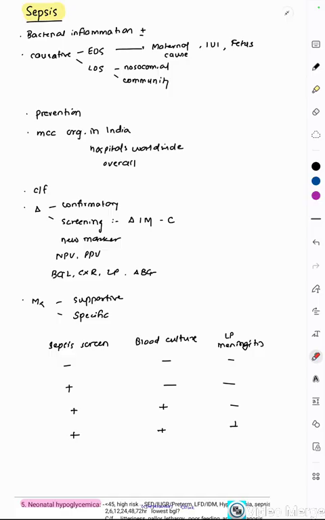If the sepsis screen is negative and blood culture and lumbar puncture are not suggestive of meningitis, then in that particular case, the antibiotic cover should be given for at least 3 days. If sepsis screen is positive, then it should be given for 1 week. If sepsis screen and blood culture are positive, then it should be given for 2 weeks. And if all the three are positive, then the antibiotic cover should be given for 3 weeks.